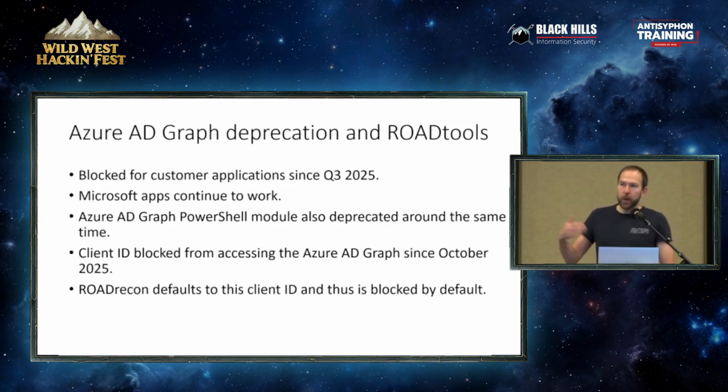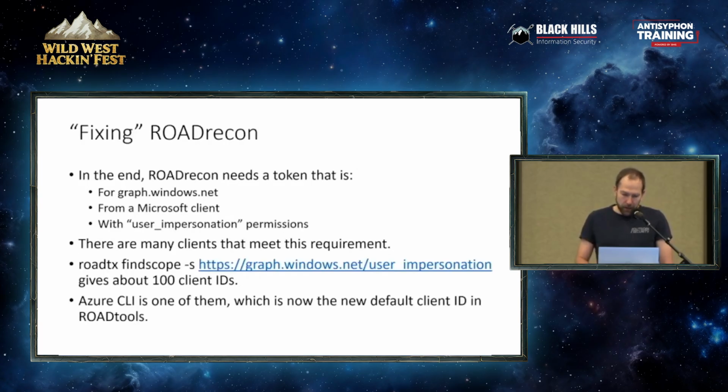So in order to work around this, I had to implement a few fixes. Getting a bit technical here, but in the end, what we need is a token for this API with the correct scope, with the user impersonation scope. Basically, that's kind of a magic wildcard scope, which means you can do whatever the user can on this API. It also has to be from a Microsoft app, because non-Microsoft apps cannot call this secret internal API that Recon uses. And of course, it has to be for the graph.windows.net API.